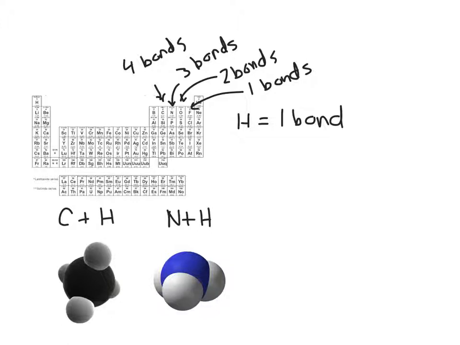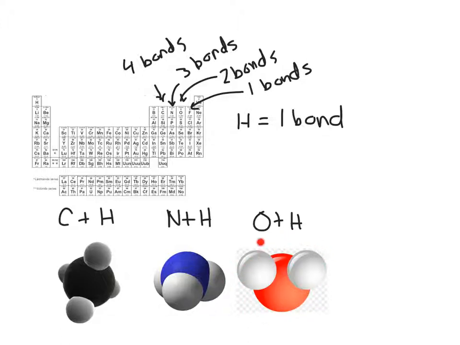If we want to make a compound between oxygen and hydrogen, then we would expect to need only 2 hydrogens for every 1 oxygen to give the oxygen 2 bonds. This compound would look something like this, and you'll probably recognize that this is water. Finally, if we want to make a compound between fluorine and hydrogen, then we would expect to only need 1 hydrogen for every fluorine. This compound would look something like this, with the fluorine represented as the yellow ball, and again the hydrogen as the white ball.